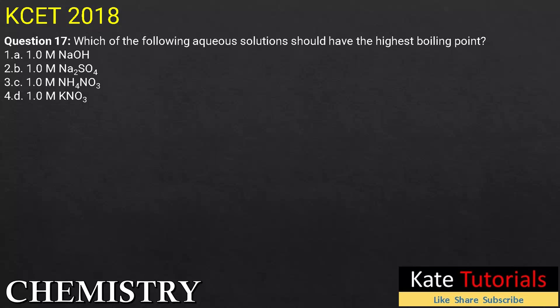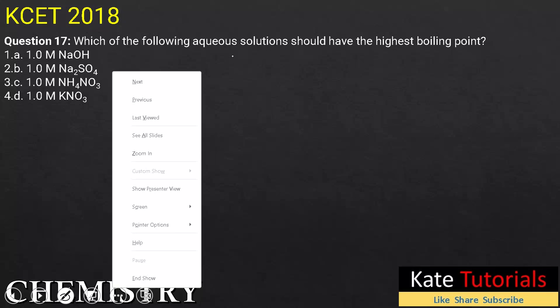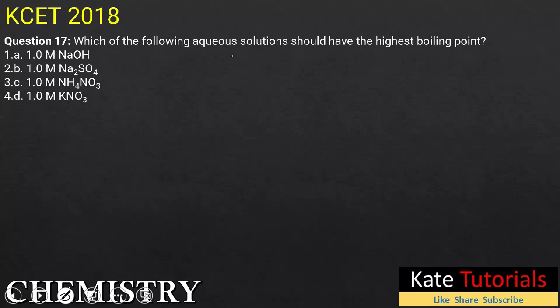Talking about the 17th question, which of the following aqueous solutions shows the highest boiling point? They have given options A, B, C, D: 1 molar NaOH, 1 molar sodium sulfate, 1 molar ammonium nitrate, 1 molar potassium nitrate. We have to tell which will have the highest boiling point.